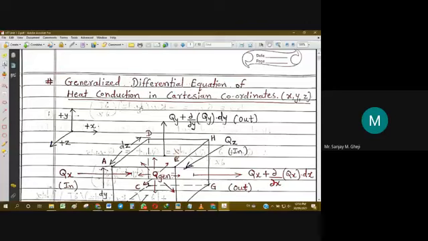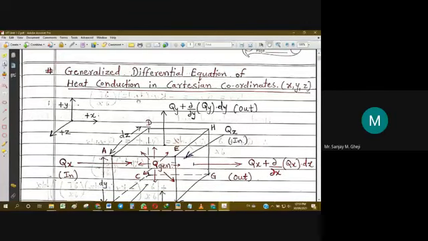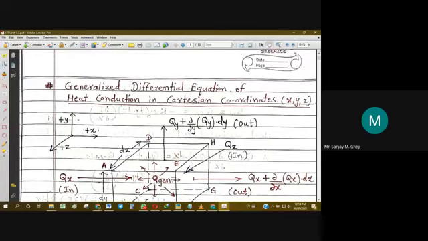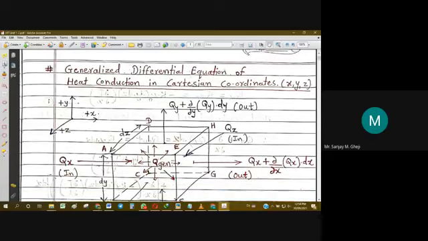So the next part is derivation of the generalized differential equation of heat conduction in Cartesian coordinates. It is basically an energy equation. We will apply the law of energy conservation and thereby set up the energy balance equation. As we are doing it for conduction, we are going to apply Fourier's law of heat conduction. While deriving the standard equations for heat transfer rate through plane wall, hollow cylinder, and hollow sphere, we had applied Fourier's law in one dimension only.